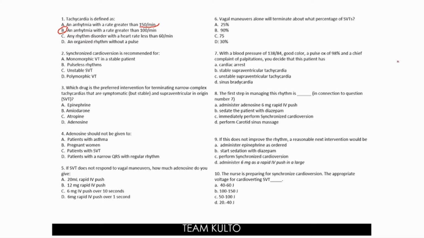Question number 2. Synchronized cardioversion is recommended for A, monomorphic VT in a stable patient, B, pulseless rhythms, C, unstable SVT, D, polymorphic VT. Gigigil lang kasi pag mali ka dito, ha? Ang sagot natin is what? Synchronized shocks are recommended for patients with unstable SVT, unstable atrial fibrillation, unstable atrial flutter, and unstable regular monomorphic tachycardia with a pulse. So dito, anong sagot? Letter C. Unstable SVT. Monomorphic VT in a stable patient, yes, pwedeng monomorphic pero it should have a pulse. Hindi naman sinabi na meron siyang pulse. Stable patient lang. Ang sagot dito is letter C.